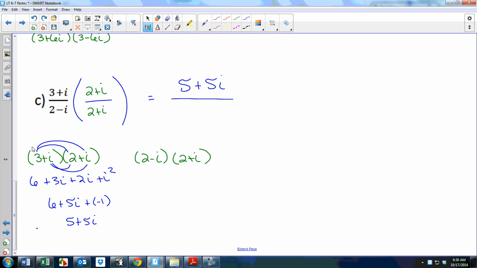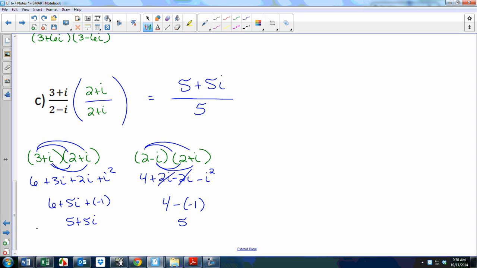The bottom, if we do our work right, shouldn't have an i in it. It should just be a number. 2 times 2, 4. 2 times i, positive 2i. Negative i times 2, negative 2i. Be careful on the last: a negative i times a positive i, a negative i squared. So the middles cancel, and we're left with 4 minus i squared, which is a -1. So 4 minus a -1 becomes +1. The answer is 5. So our denominator is 5.